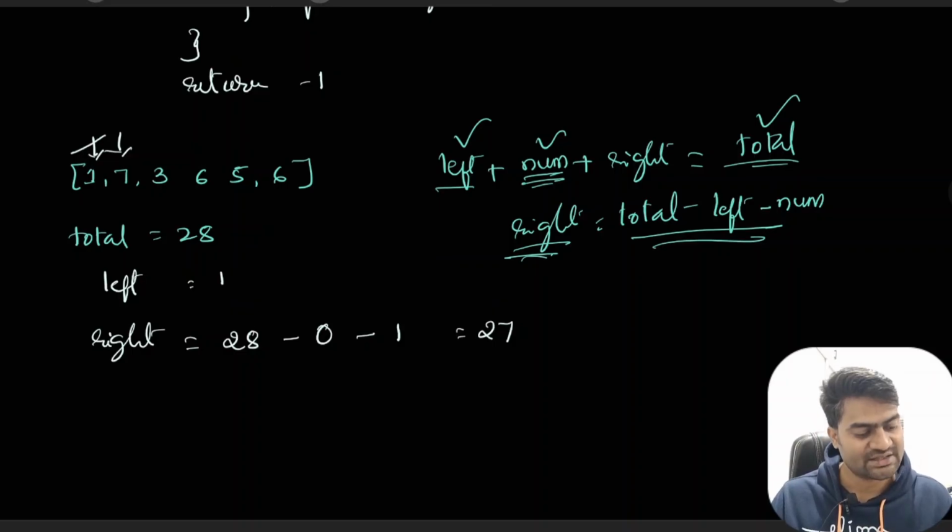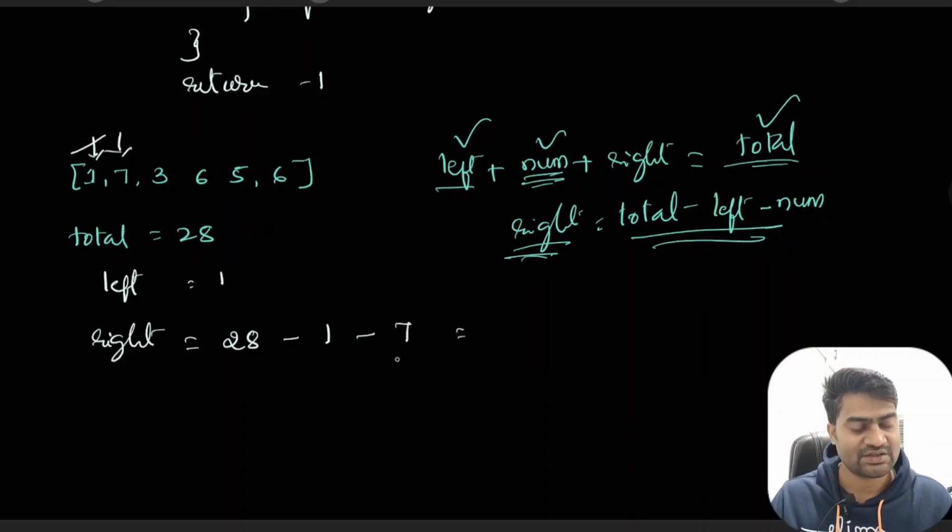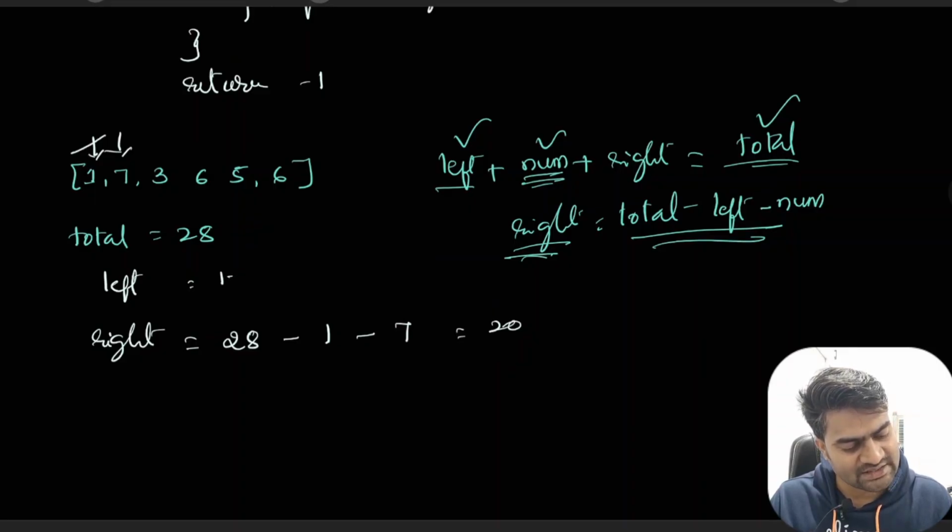Now I am at 7. Now if you see, these values will change now. My total is still 28. Then my left value is 1 and the current value is 7. So now if you see, we get 20. So left and right are not same. So what I will do, I will add 7 to it. So it becomes 8 now.